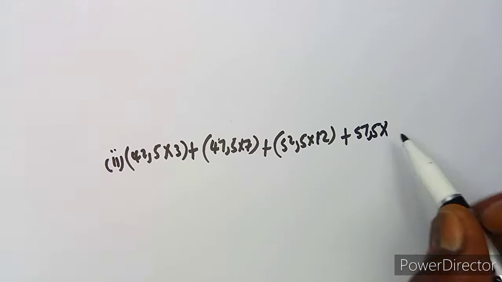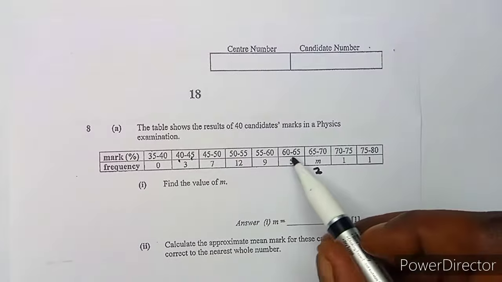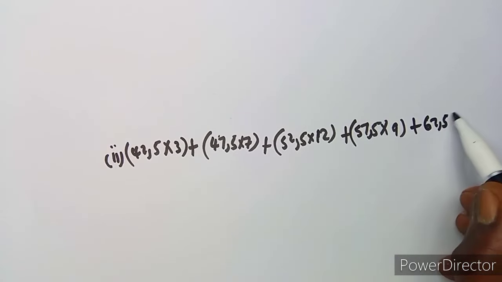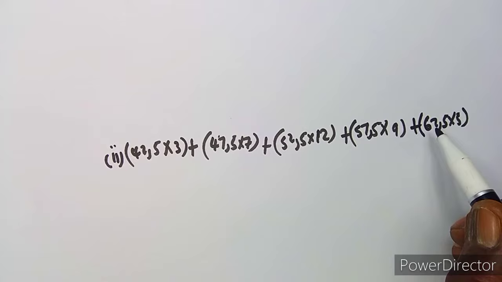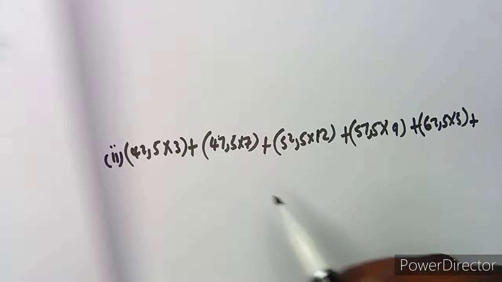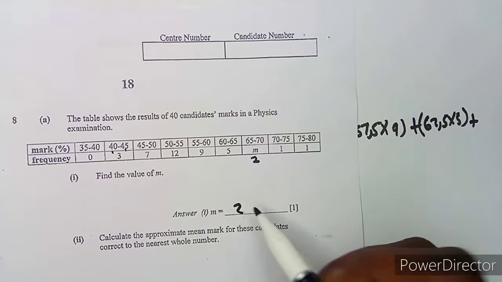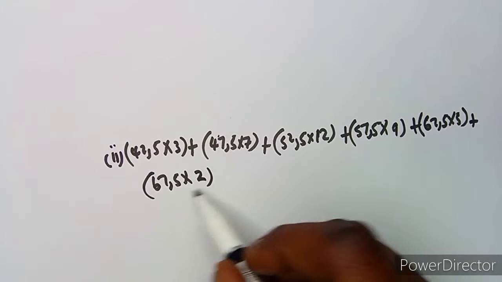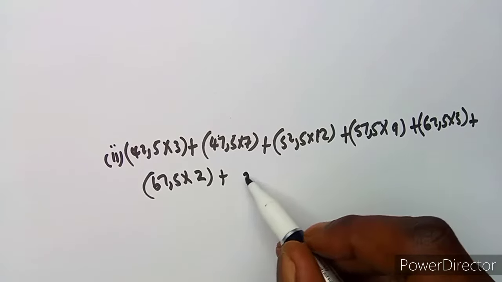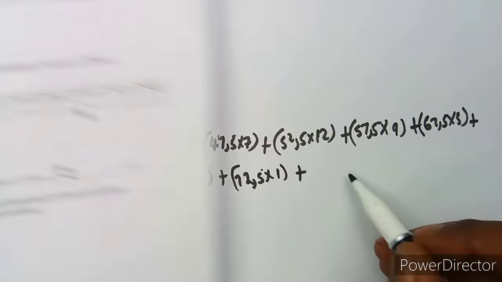So it's going to be 57,5 times 9. You move on to this one of 60, that would be 62,5 times 5, and so on. That's what you're going to do until the last part, 65 to 70, that's going to be 67,5 times m, and m is the one that we obtained there, which was 2. So you multiply by 2, plus 70 to 75, which is 72,5 times 1.